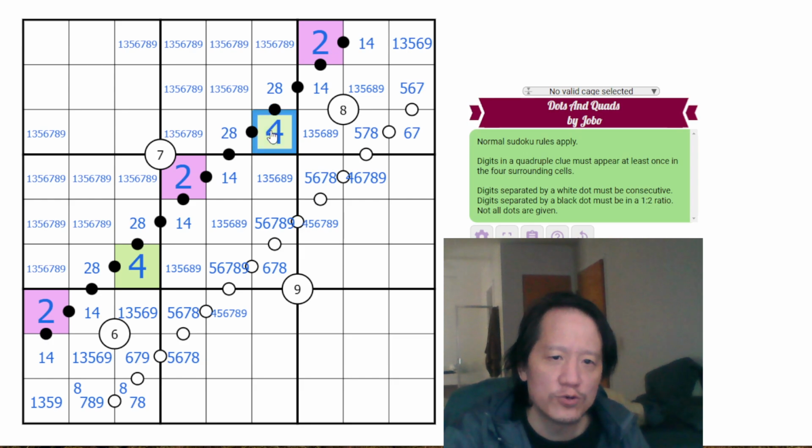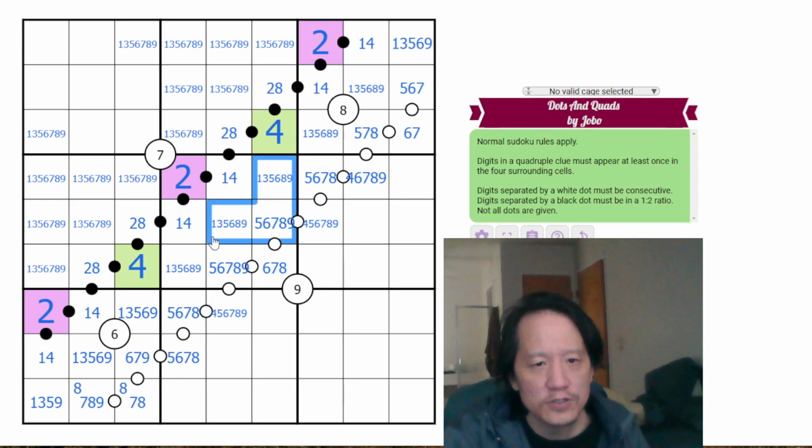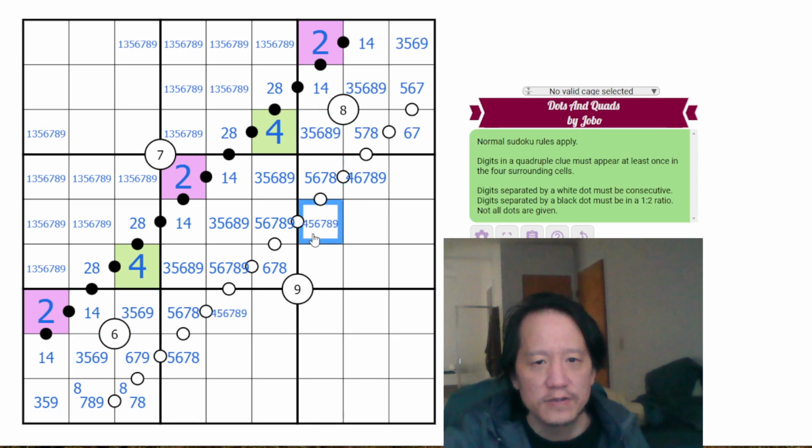Right, 4 is surrounded by 2 and 8. 2 has to be surrounded by 1 and 4. Okay. So this can't be 1 here. This can't be 1 here. And this can't be 1 here. Okay. So 8 is one of those 3. These cannot be 8. And these cannot be 8.